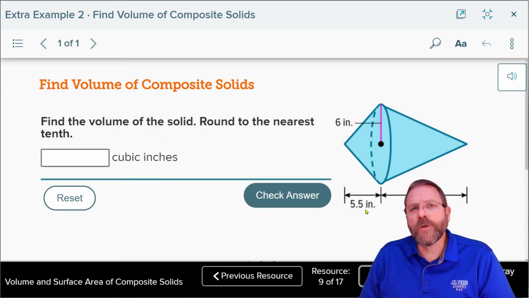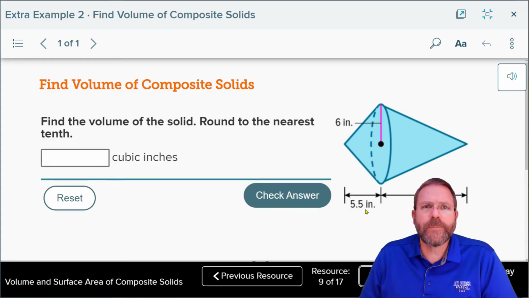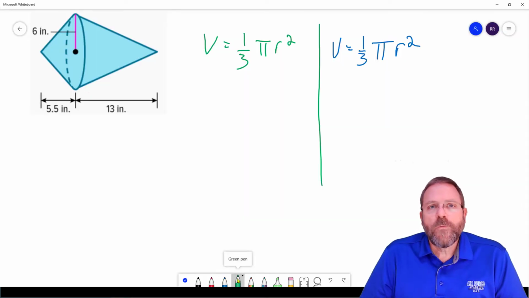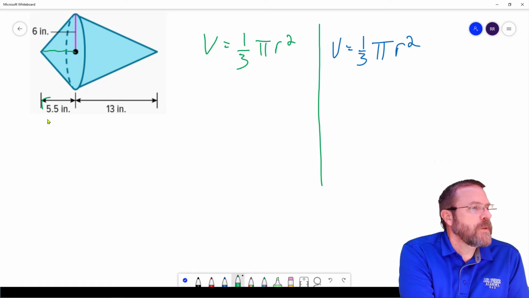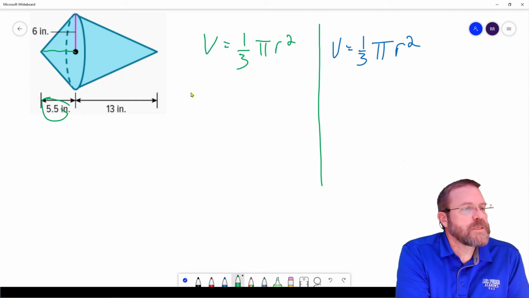All you have to do is find 2 different cones and add them together. Go. I wrote down my formulas first. I'm going to focus on that short little squatty cone right here, which has a height of 5.25. The radius is going to be 6.